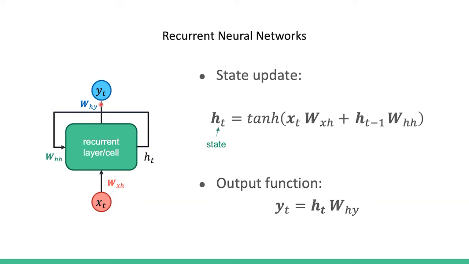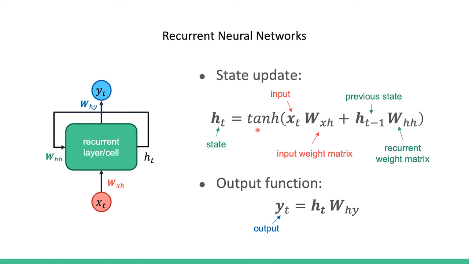In practice, the equation for the state update tells us that the state h_t is computed as a function, a linear combination of the input and the previous state modulated by a couple of weight matrices, an input weight matrix and the recurrent weight matrix, and passed after a hyperbolic tangent nonlinearity. In the same way, the output, in the most simple form, is computed as a linear combination of the state modulated by a weight matrix for the output, so the output weight matrix.